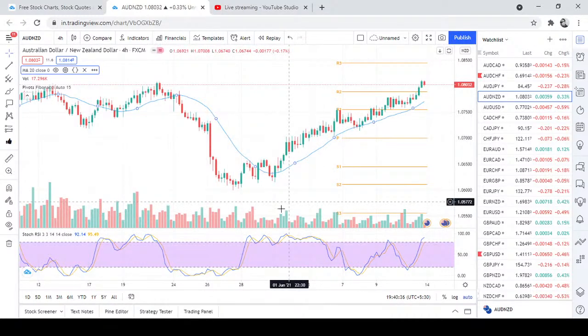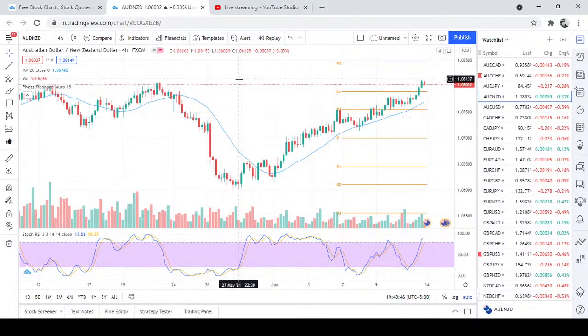Yeah, we can see that it is kind of taking support at this 20 moving average. But to be honest, I'm not a big fan of the 20 moving average. If you want to use the 20 moving average as a support, then you can. But what I will do is this.